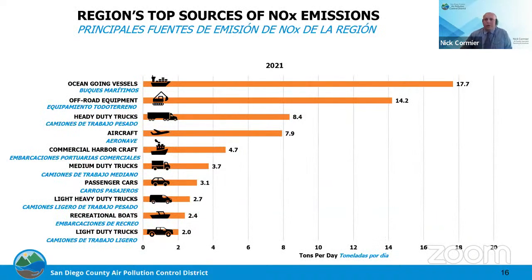This chart and the one on the following slide show the top 10 sources of ozone precursor emissions in San Diego County. Recent scientific modeling has demonstrated that NOx emissions are the key driver of regional ozone pollution formation, and mobile sources generate over 90% of regional NOx emissions. All of the region's top sources of NOx are mobile sources, including ships, off-road equipment, heavy-duty trucks, aircraft, and passenger vehicles. All of these sources are regulated at the state and federal levels by CARB and EPA.